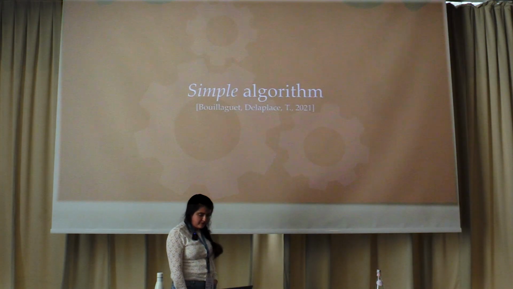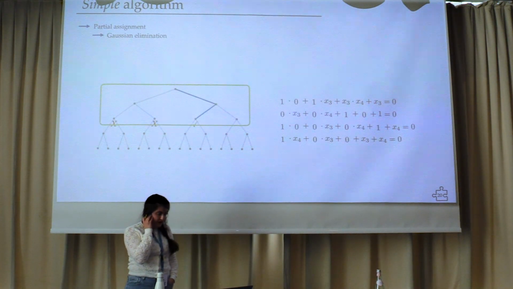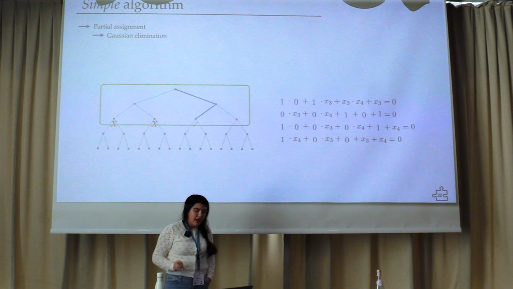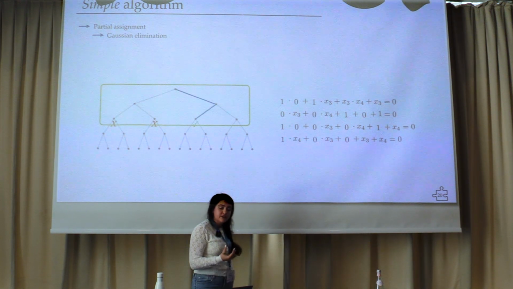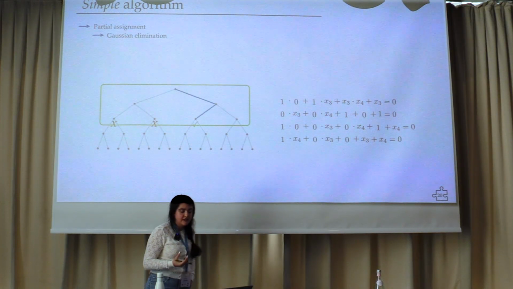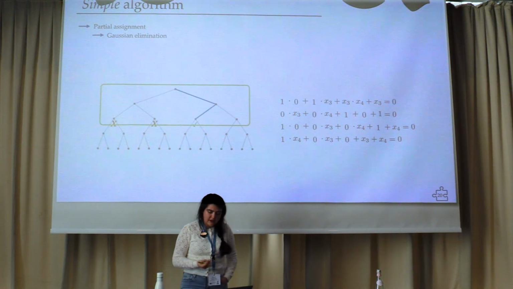Now that you know what that is, I can go into the techniques of this simple algorithm. It does exactly what a SAT solver does: you do some partial assignment, and then you do Gaussian elimination, and then you see what will happen.